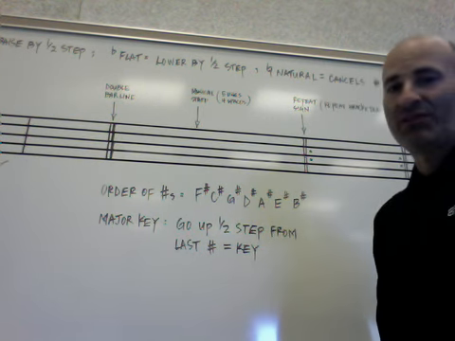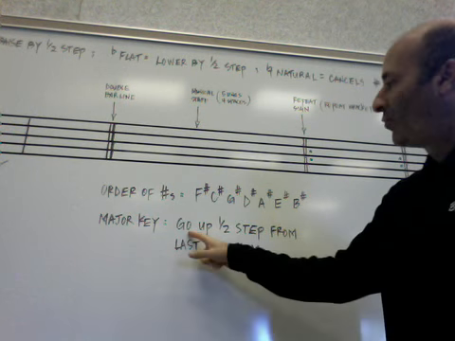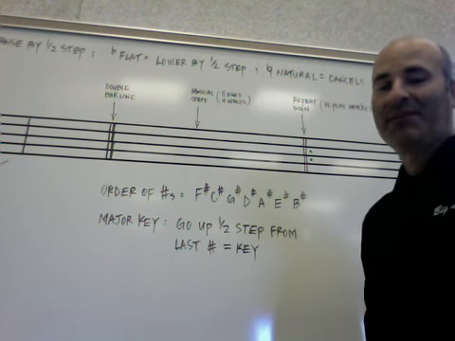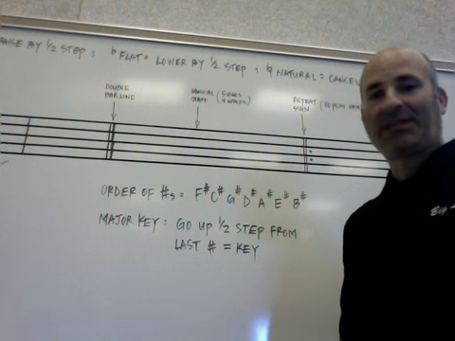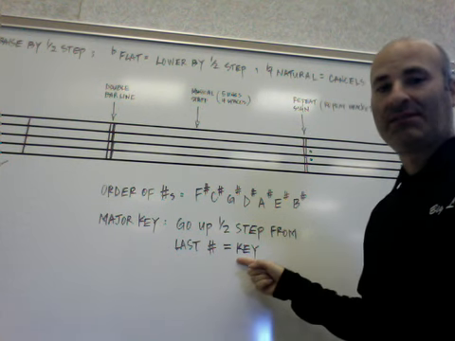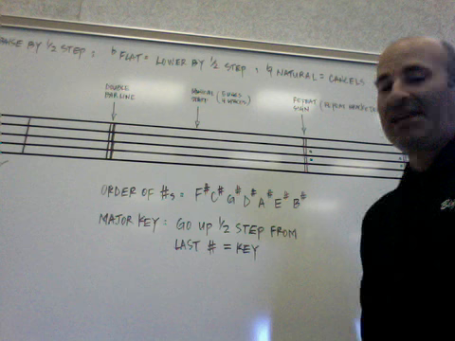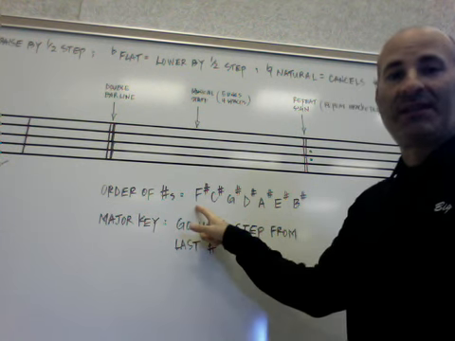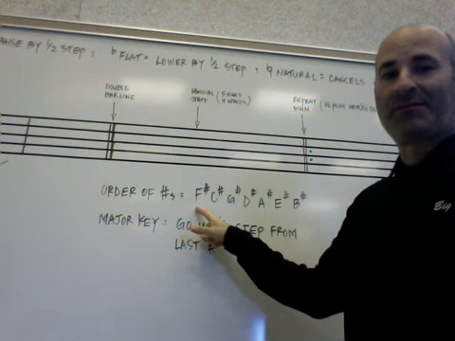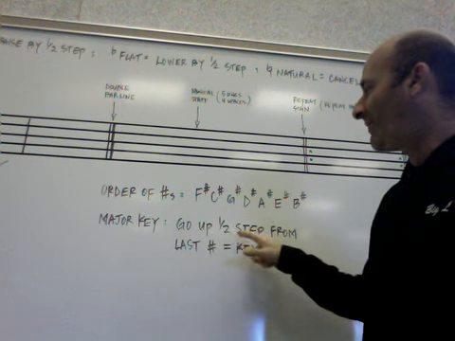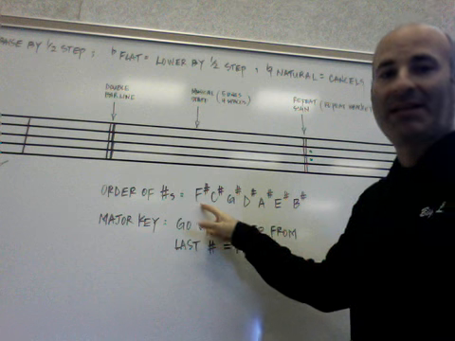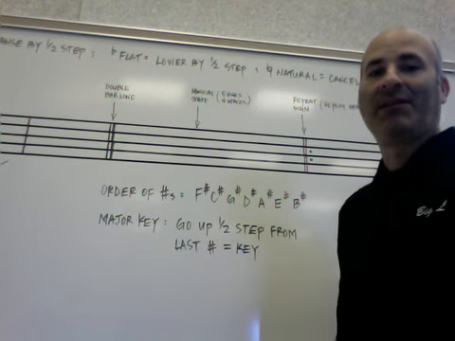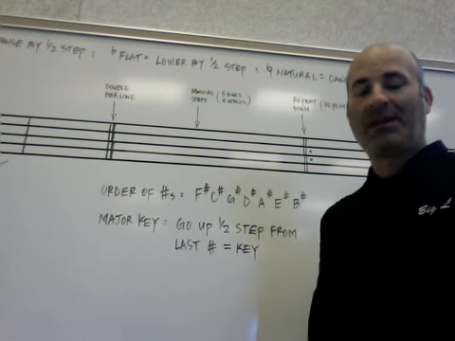So here is the rule once again. We go up 1/2 step from the last sharp in the key signature, and that gives us the key. For instance, if we have 1 sharp in our key, the first sharp, and in this case the only sharp, is F sharp. So we need to go up 1/2 step from F sharp, and that takes us to the key of G major. Let's try another one.